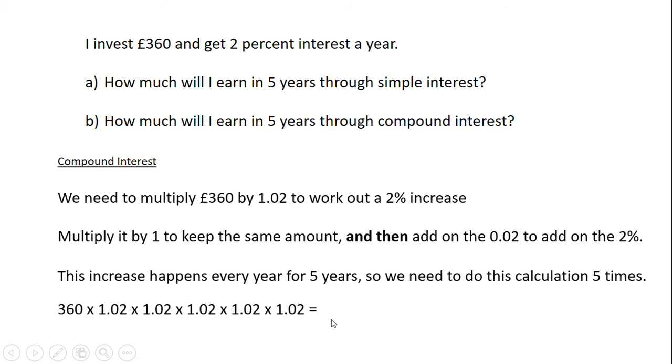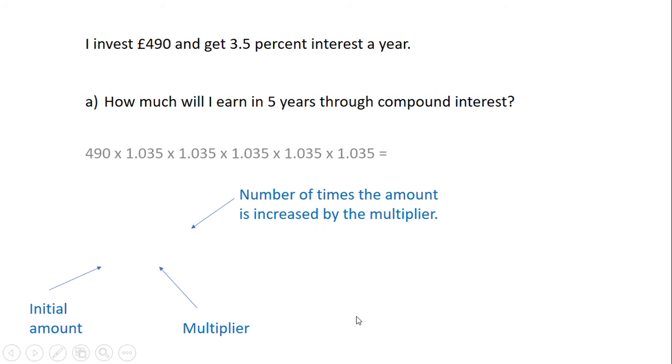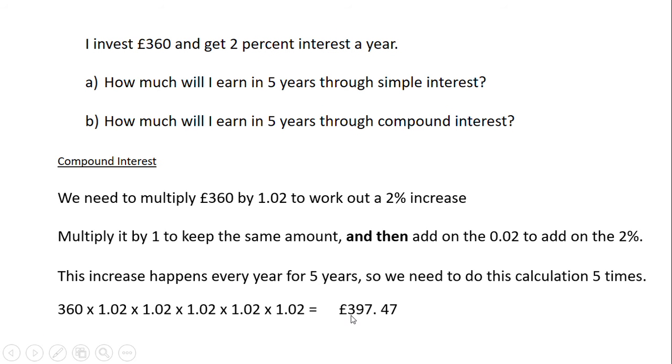Remember, it was 396 when we did simple interest. Now it's £397.47. So it increases at a faster rate because every year the amount of money grows, and 2% of that new amount is bigger than 2% of what the old amount was.